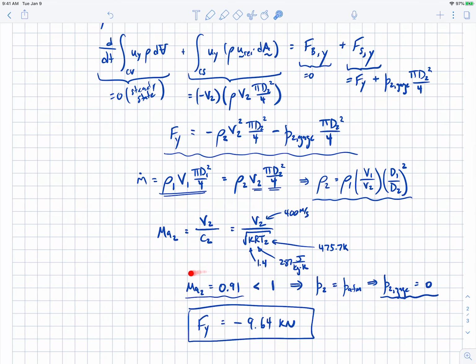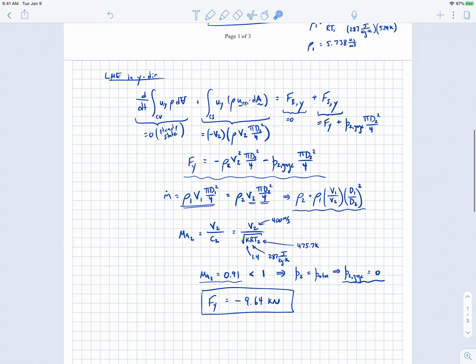Fortunately for us, the Mach number is less than 1 at the exit, so that means the exit pressure will equal the surrounding atmospheric pressure. So just keep that in mind, that whenever you have a free jet, if the Mach number is less than 1, it will be the same as the surrounding atmospheric pressure. If the Mach number is equal to 1 or greater than 1, then it gets more complicated, and that's something that we'll address in lecture at a different point. Okay, so anyway, hopefully this problem makes sense to you overall.